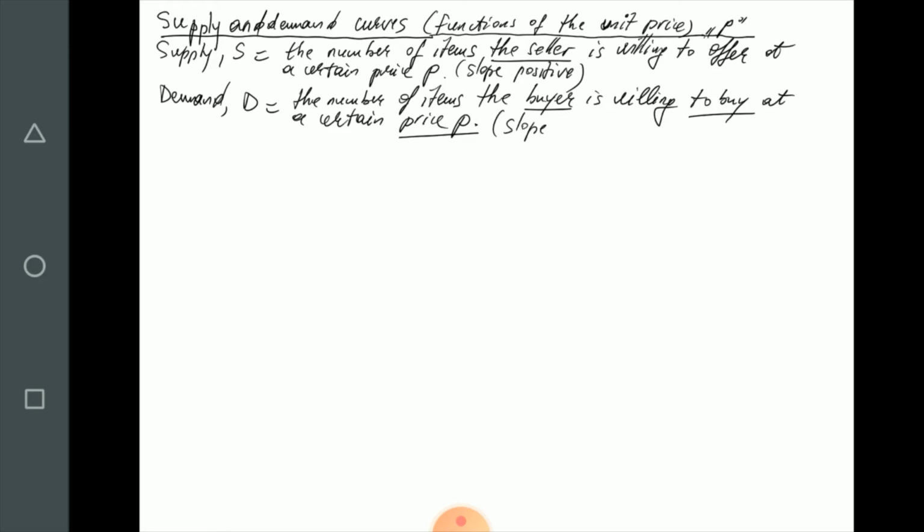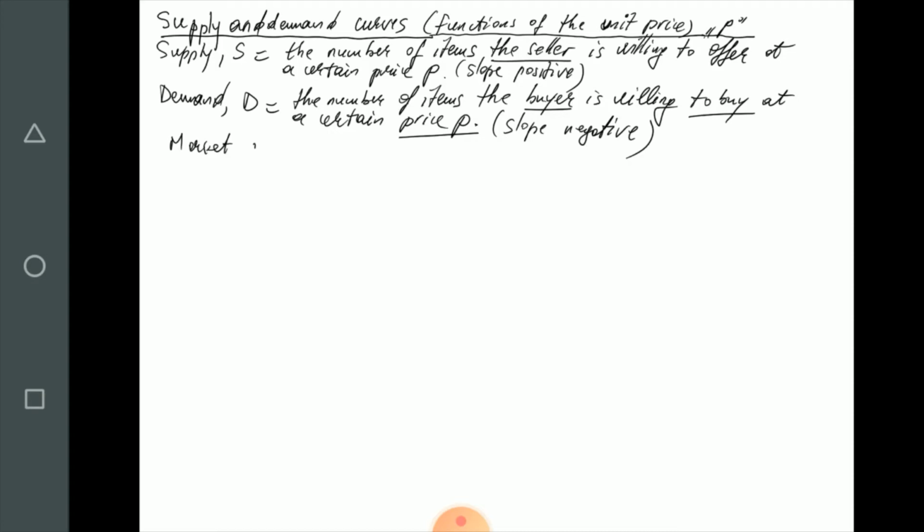The slope should be negative, because the higher the price, the less the demand is, the less the customers are willing to purchase if the price keeps on increasing. The sweet spot between the two is the so-called market equilibrium, or the market price.